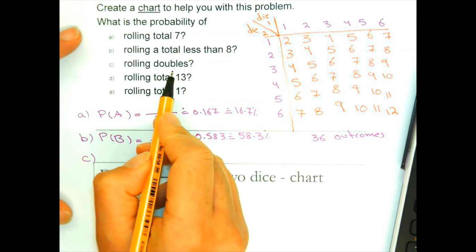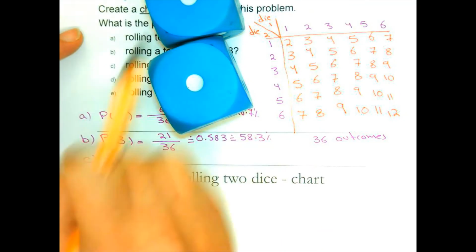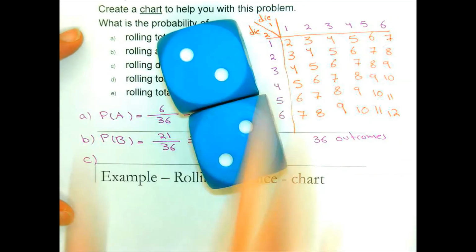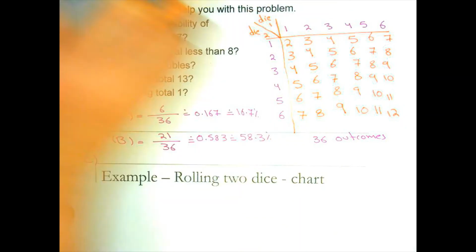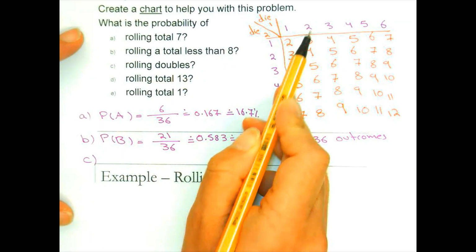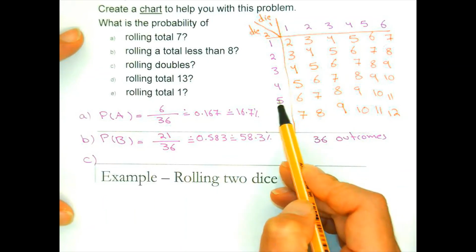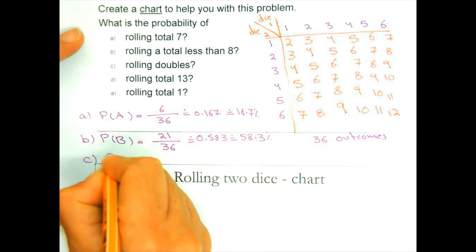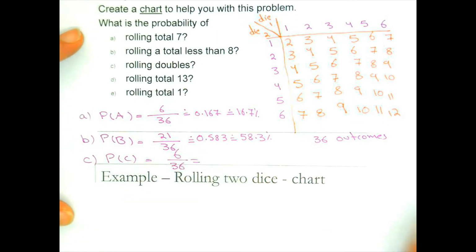Rolling doubles. Doubles means when both dice have the same number on it. Like 1 and 1 is a double, or a 2 and 2 is a double, or 3 and 3 is a double. Now we have 1 and 1, which is this one, 2 and 2, 3 and 3, 4 and 4, 5 and 5, and 6 and 6. So 6 out of 36 are doubles.